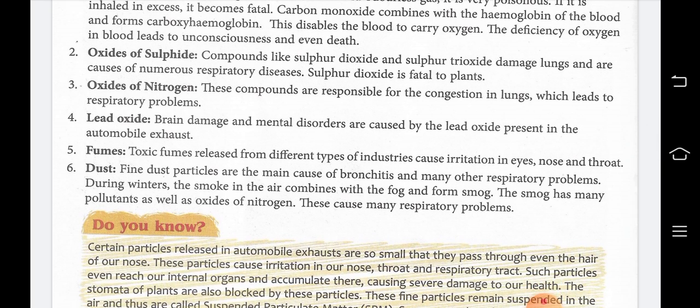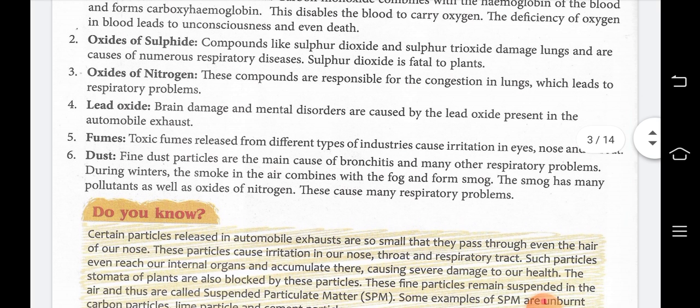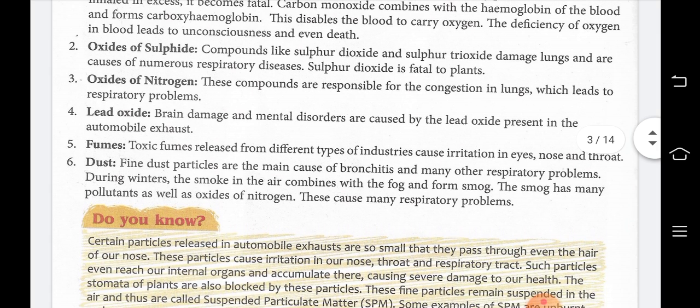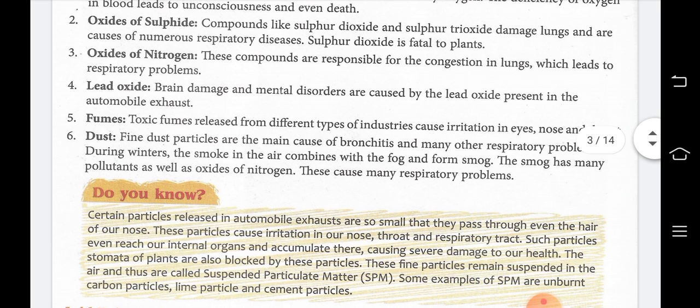Then oxides of sulfur, compounds like sulfur dioxide and sulfur trioxide, damage lungs and are causes of numerous respiratory diseases. Many respiratory diseases are caused due to this. Sulfur dioxide is fatal to plants also. Oxides of nitrogen are responsible for congestion in lungs, blockage, which leads to respiratory problems. Then lead oxide: brain damage and mental disorders are caused by the lead oxide present in the automobile exhaust.